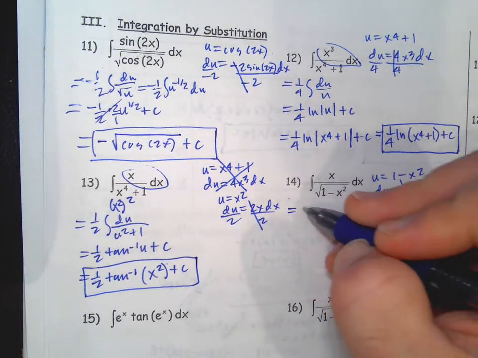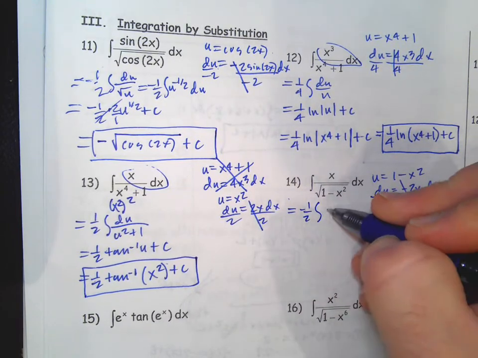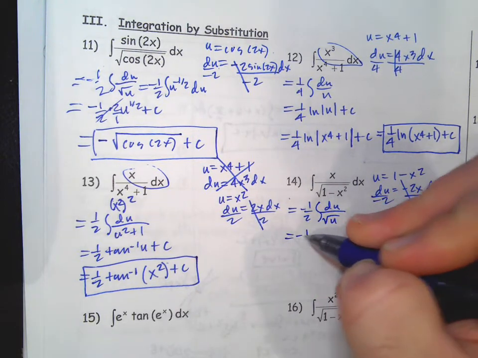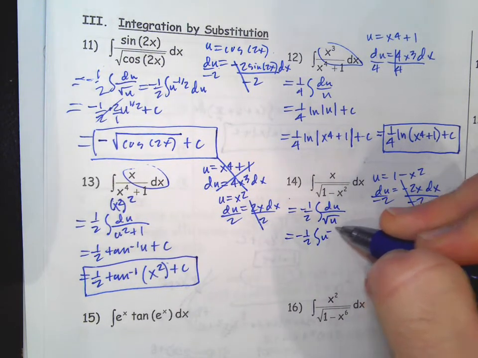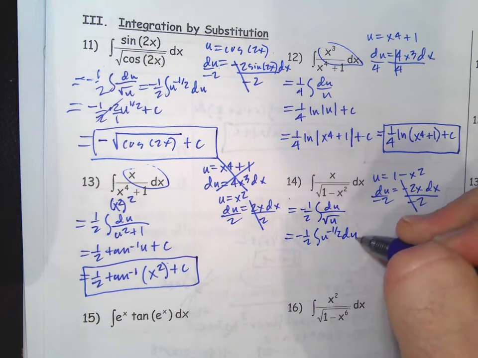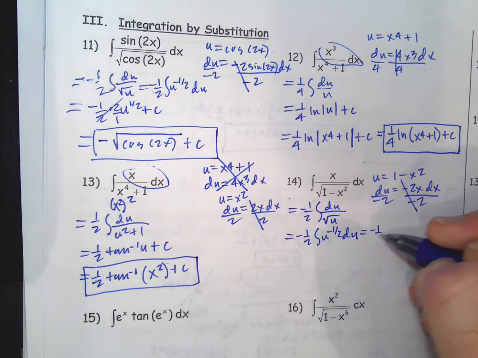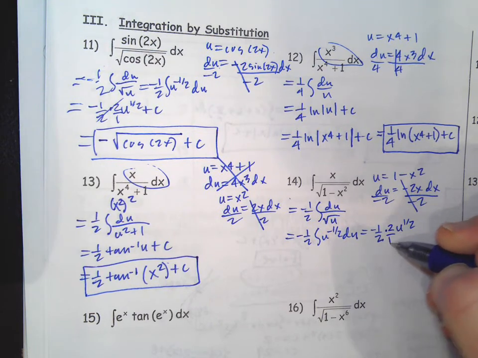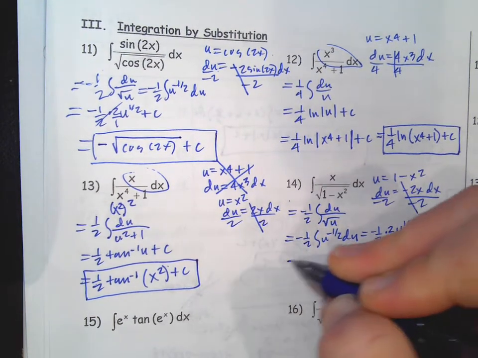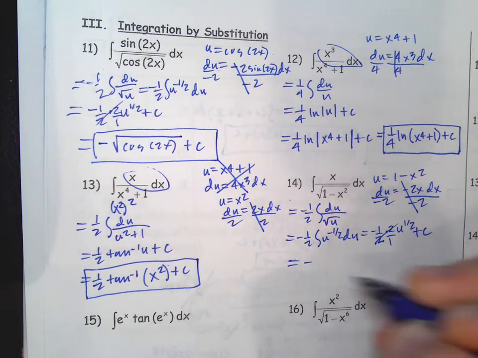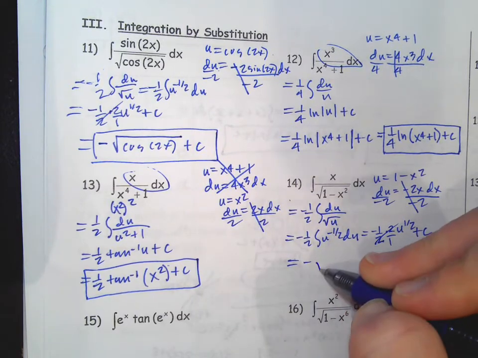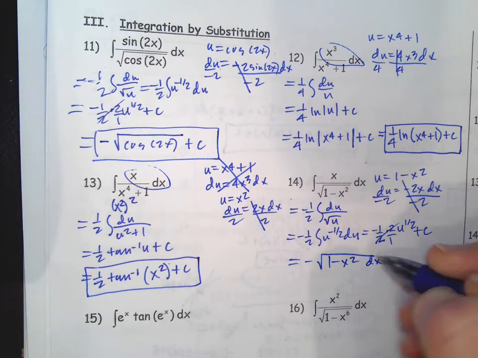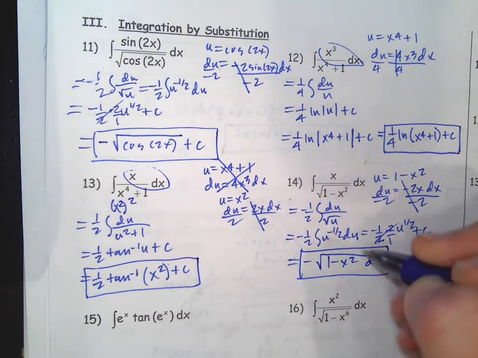So we need a negative 1/2 in front. That's going to be du over the square root of u. So it's going to be negative 1/2 u to the negative 1/2 du. Add 1 to it, divide by the new exponent, multiply by the reciprocal, plus c. Final answer: it's going to be negative square root of 1 minus x squared. No, sorry, plus c.